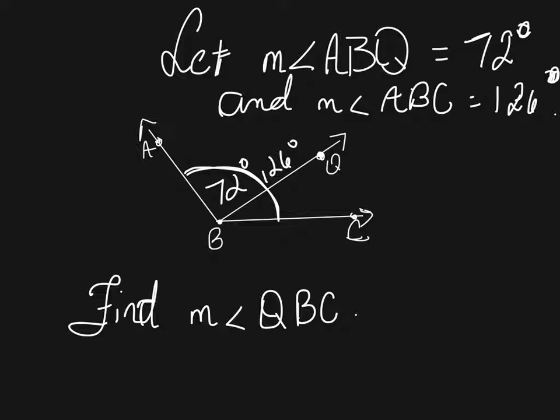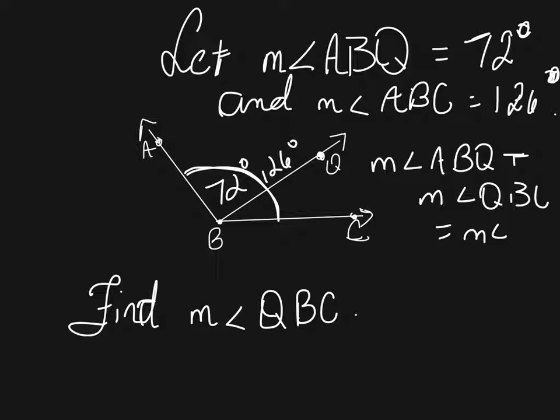And so they're asking us to find the measure of QBC, which is this angle right here. So because of the angle addition postulate, I know that the measure of angle ABQ plus the measure of angle QBC is equal to the measure of angle ABC. And so if I substitute the things that I do know, I know that ABQ is 72 degrees plus, this is what I'm looking for, QBC, and that all equals 126.